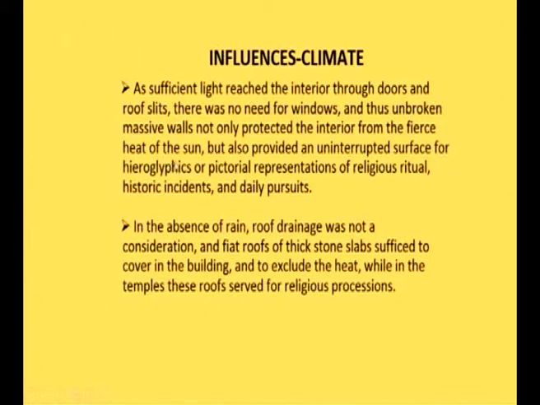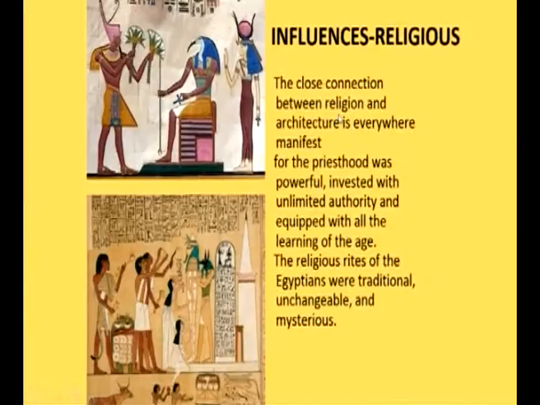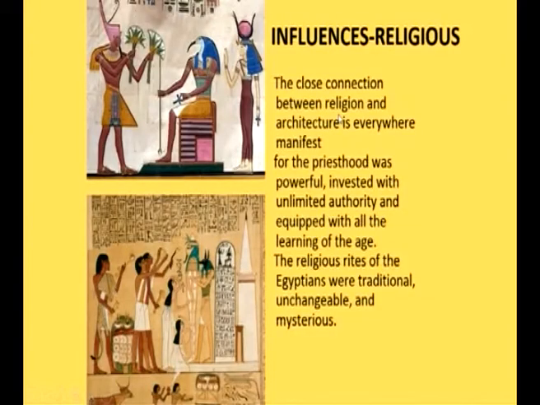Religious belief played a major role in the architecture of Egypt. Egyptians believed in a lot of gods. They believed in gods in the form of nature, for example the sun, the moon and others. So they worshipped nature in different god forms. The Egyptians had a close connection between religion and architecture, manifest everywhere. The priesthood was one of the most powerful elements in Egyptian society and played a major role in Egyptian culture and religion. Their religious rites were traditional, mystical and unchanging all along.